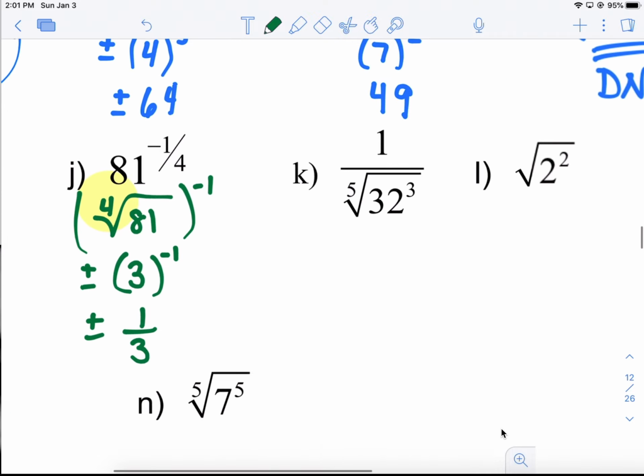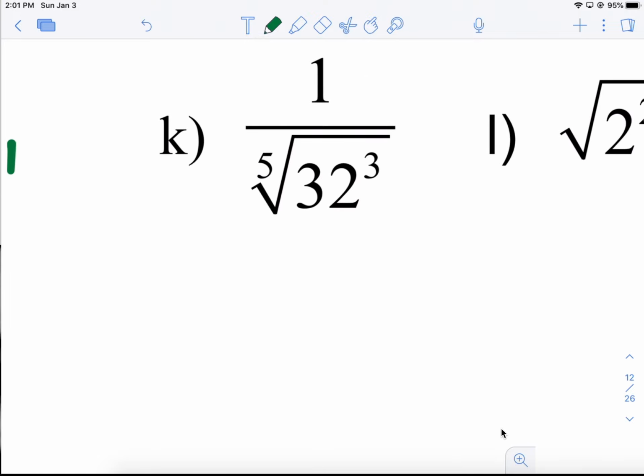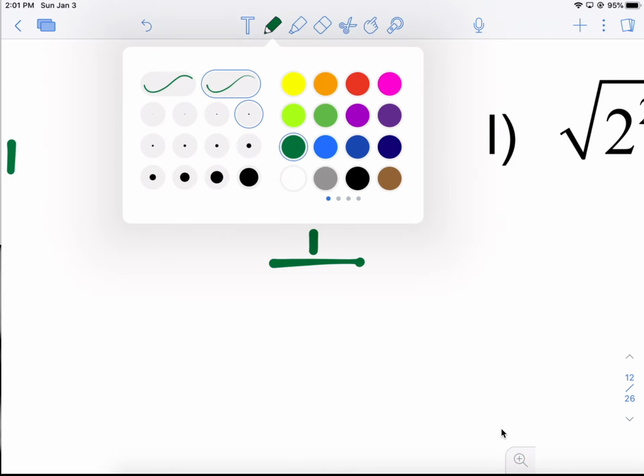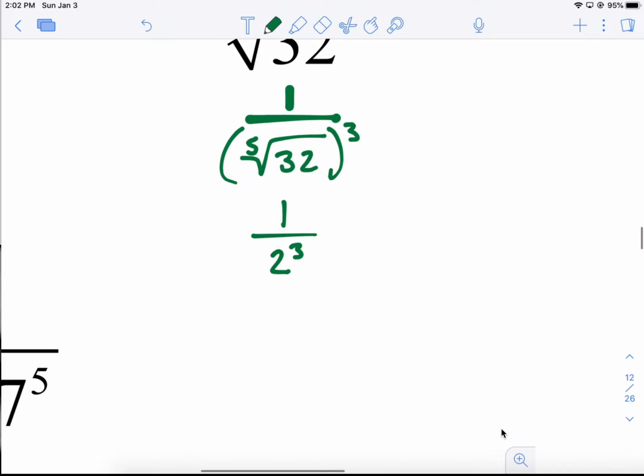All right, looking at K. Looking at K means we're going backwards. So I'm going to rewrite this back because I want to take the fifth root before I do the 32 to the third power. So I'm going to rewrite it as 1 over fifth root of 32, fifth root of 32 and then to the third power. So we've already done fifth root of 32 is a 2. So 1 over 2 to the third power. 2 to the third power, remember, is 8. So this is my final answer.